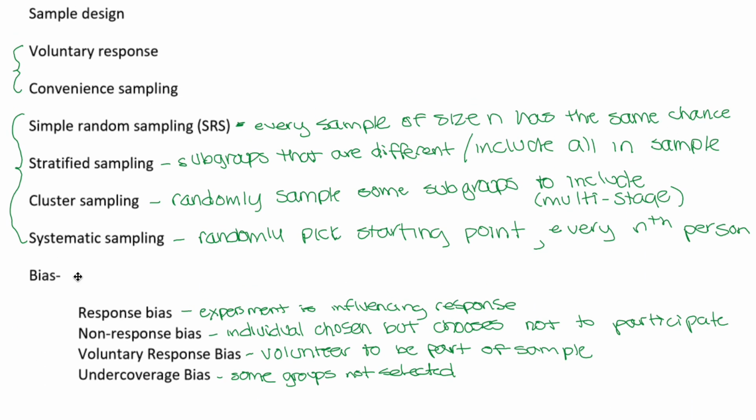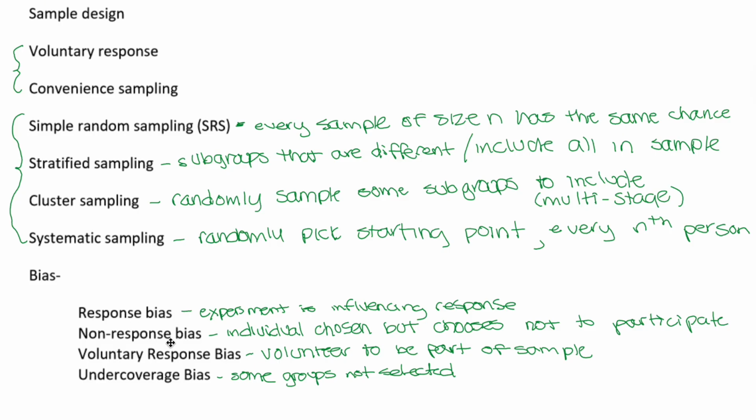And what are some biases? We have response bias, non-response bias, voluntary response bias, and undercoverage bias. What is a response bias? It's when the experiment influences the response. So for example, if I throw out a question, but my phrasing of that question is pretty weird, or it leans to one response, therefore the answer I get will definitely be biased, because my phrasing of my question will impact the response that I get.